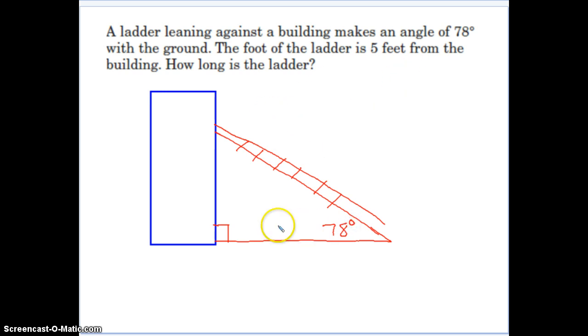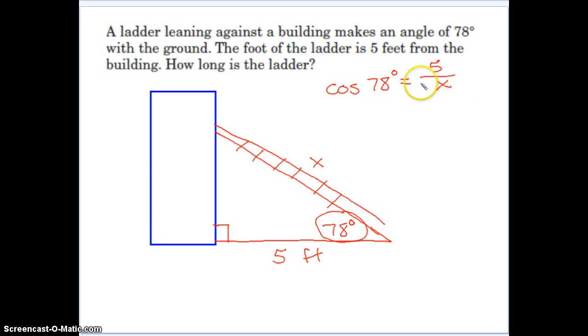The foot of the ladder is 5 feet from the building. So this distance is 5 feet. How long is the ladder? Well, our angle is here, so that tells me that 5 is going to be the adjacent leg, and x is going to be the hypotenuse. So adjacent and hypotenuse tells me to use the cosine trig function. So the cosine of 78 degrees will be equal to the adjacent leg, which is 5 feet, over the hypotenuse, which is x.